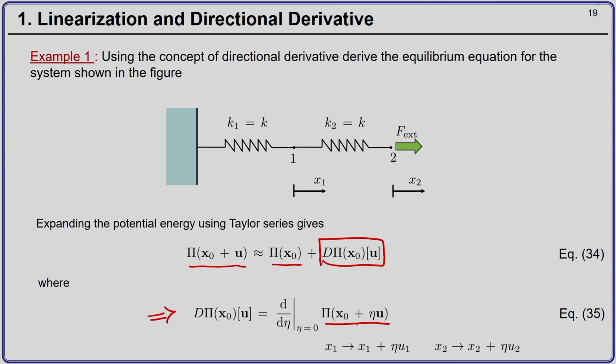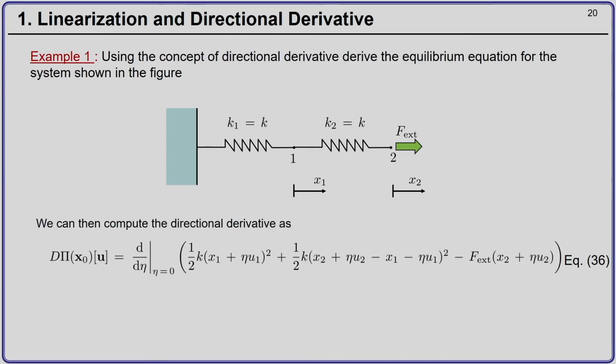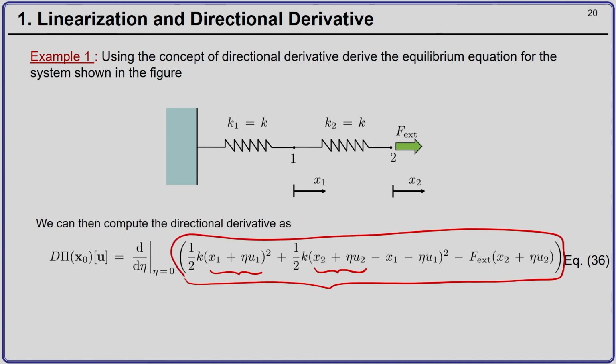To compute this expression, x1 has to be replaced by x1 plus eta u1 and x2 has to be replaced by x2 plus eta u2. If you do this, you can compute the directional derivative. Let us see what we get. You replace x1 by x1 plus eta u1, x2 by x2 plus eta u2, and then this is the expression for the potential energy.